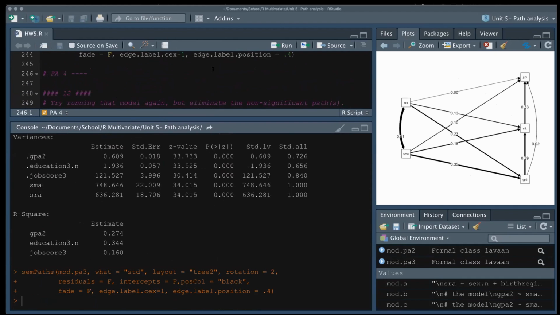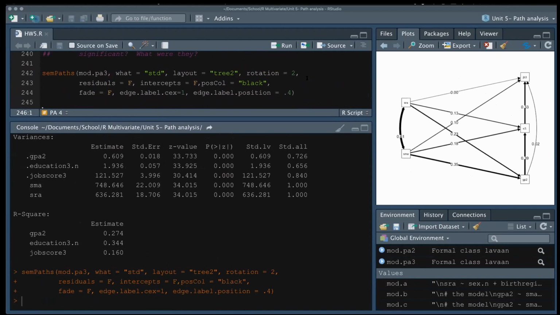And if we run this diagram now, same thing as before, just changing our model here. And so now you can see we've got those direct arrows between SMA, SRA, and job score 3 up here.